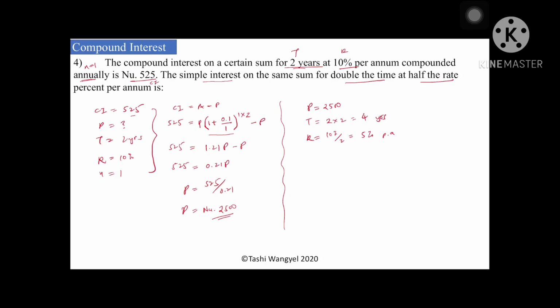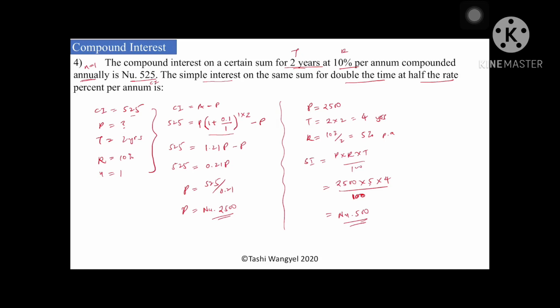Simple interest is PRT by 100. So the principal 2500 into rate 5% into time 4 years divided by 100. The simple interest comes to 500. So the simple interest is 500.